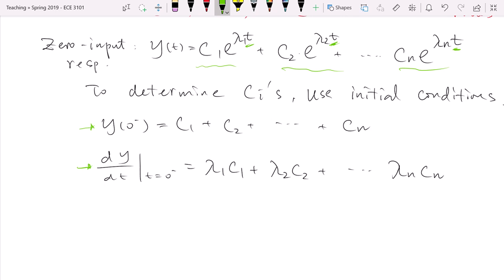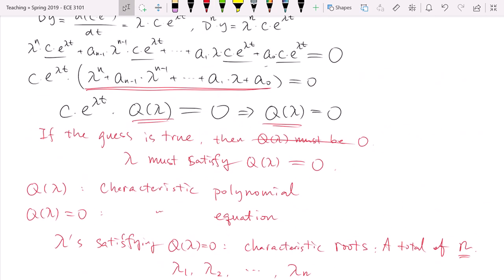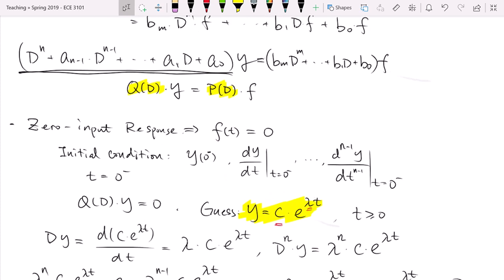And for the first term, lambda 1 will be pulled in front, so it'll be lambda 1 c1 e to the lambda 1 t. But since t at the initial point is 0, when you plug in t with 0, you have just lambda 1 c1, lambda 2 c2. And the lambdas you have calculated earlier. You have two equations, and you can just carry on and plug in the initial conditions for all the derivative terms that we have mentioned here.